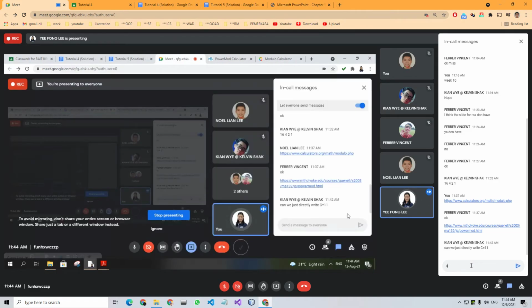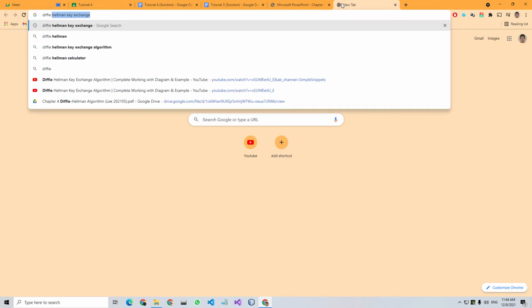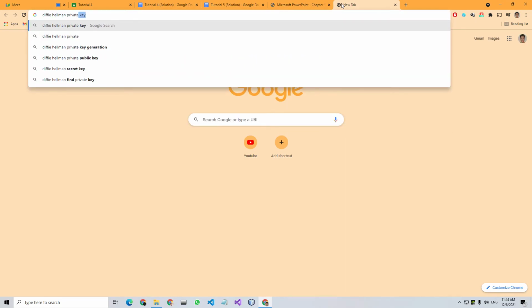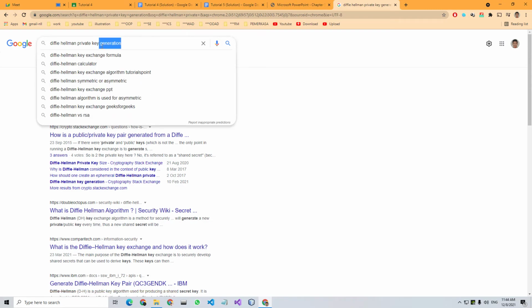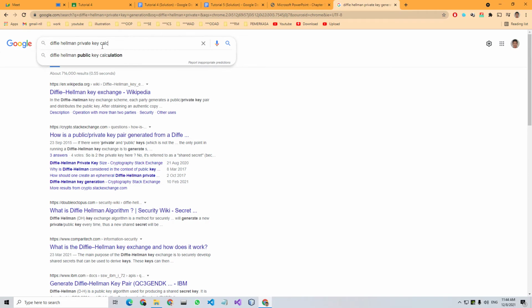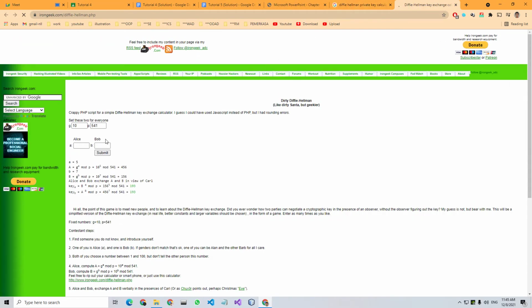Okay, please keep on trying. Can we just directly write C1? Directly write C1? Let me check. Let me check before I answer you. I don't want to simply say yes or no. C equals to 11. Which one? C equals to 11. Okay. Which one are you referring to? C equals to 11.